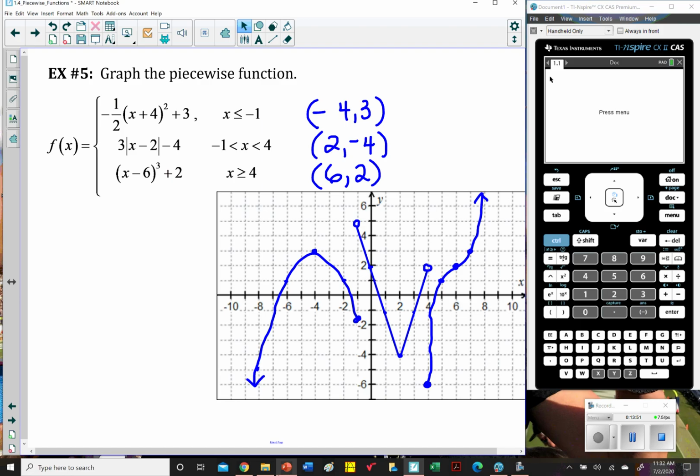So it just takes a little bit of thinking and planning and paying attention to the subdomains so that you get your intervals correct with the jump discontinuities. There's a closed at -1, and then open on the absolute value, both ends, and closed at +4 on the cubic, and open forever on the right end.